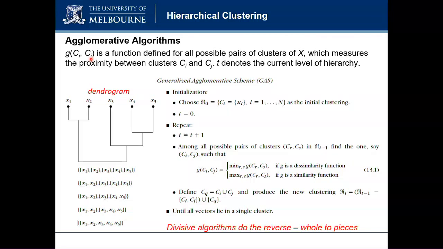Aggregating algorithms start from the individuals and go to the full, and divisive algorithms start from the full data set, and then you divide it into pieces. Okay, so again, in certain fields this is useful because it also can be meaningful, but it's not the most popular clustering method.